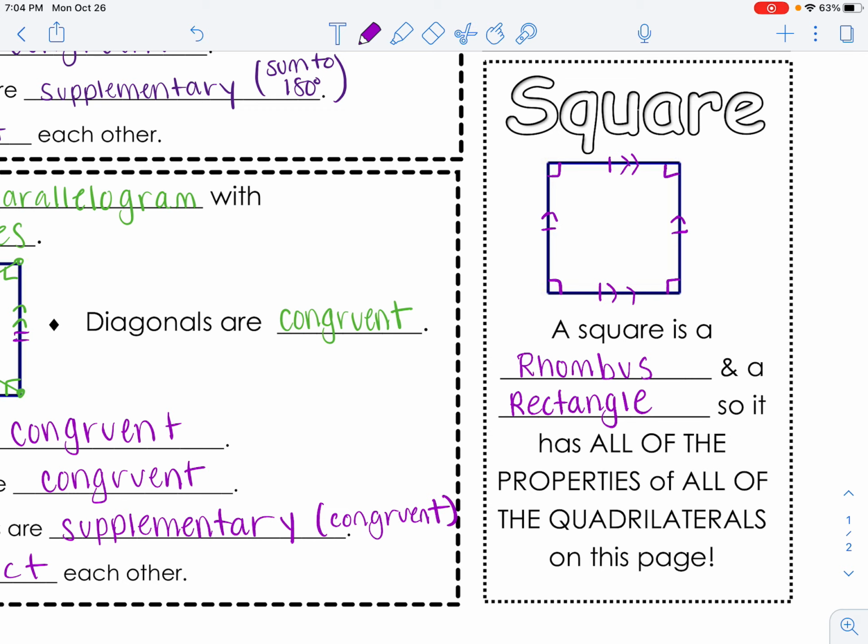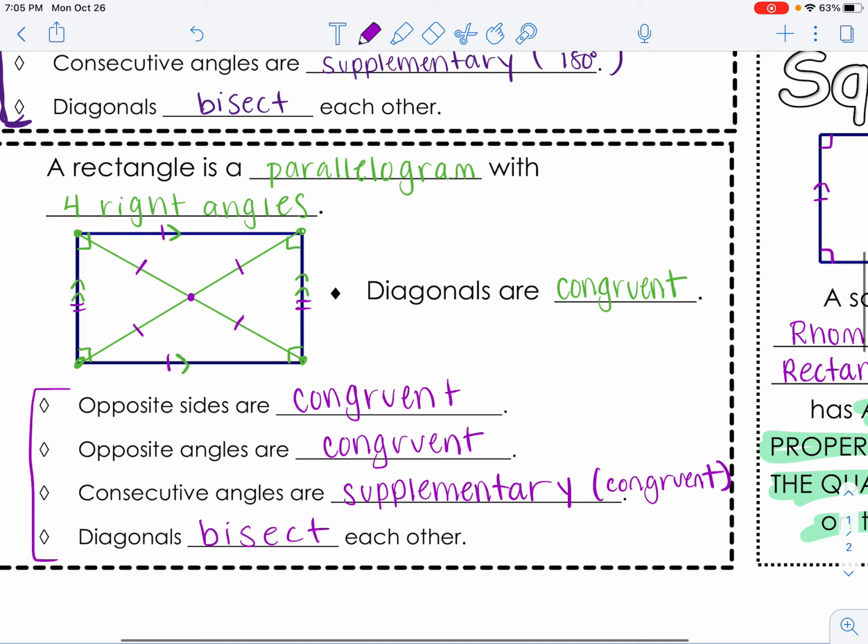And that's a square. Now, since a square is a parallelogram, it is a type of rhombus, it is a type of rectangle, the square has all of the properties of all the quadrilaterals on this page. That means that its diagonals are congruent. Its opposite sides are congruent. Its opposite angles are congruent.